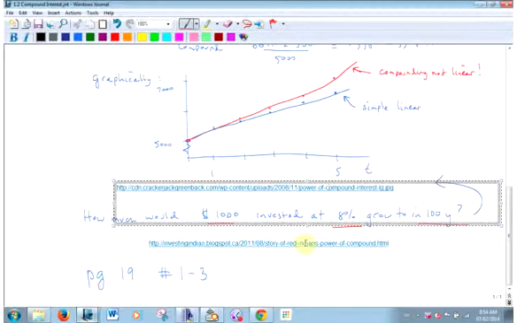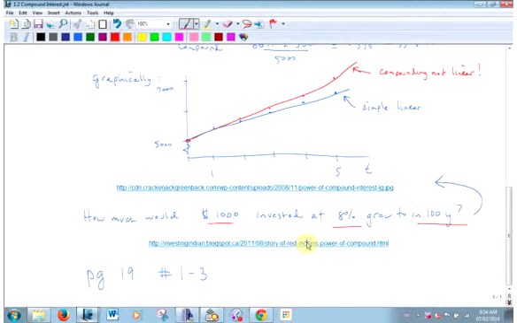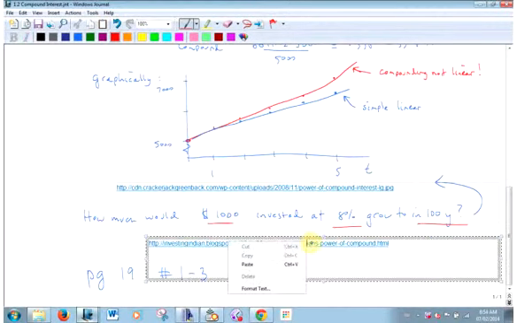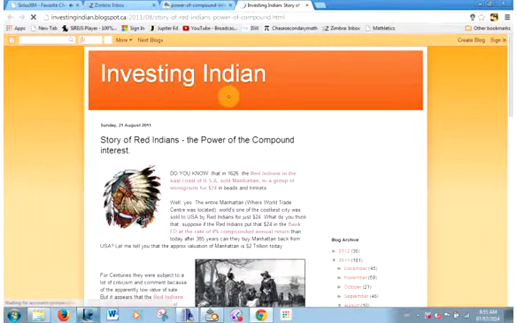This is another one. You guys hear the story of the Red Indians? Well, you're going to. So, the investing Indian. This is a true story. In 1626, the Red Indians on the east coast of the United States sold Manhattan. You've heard of this place? It's a little island, kind of like Vancouver Island, in New York. You know how much real estate is in New York?